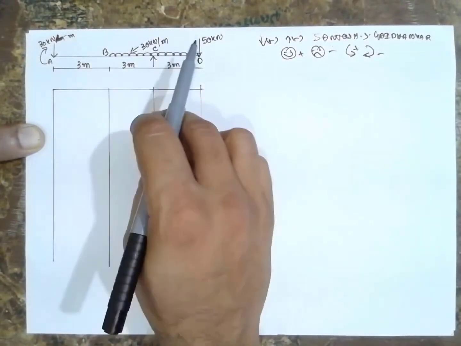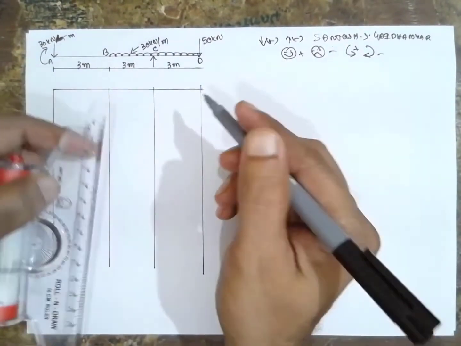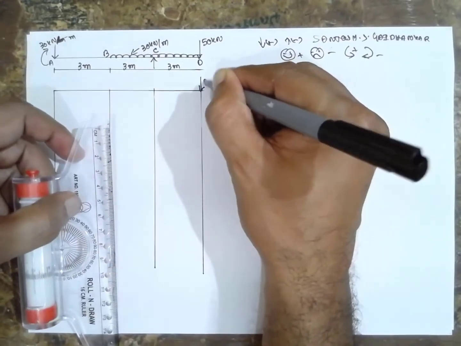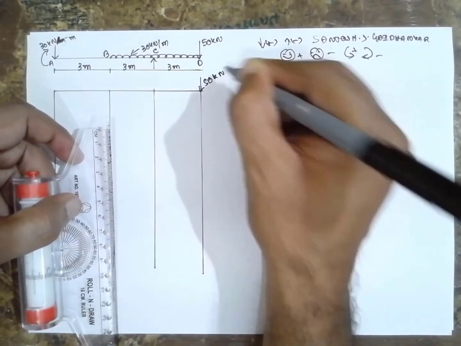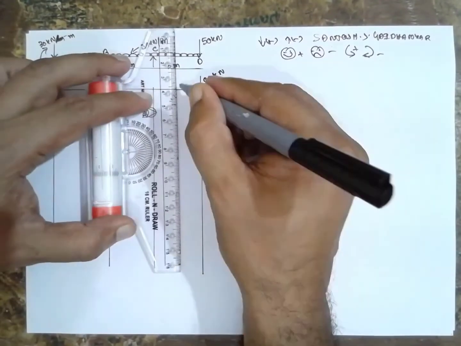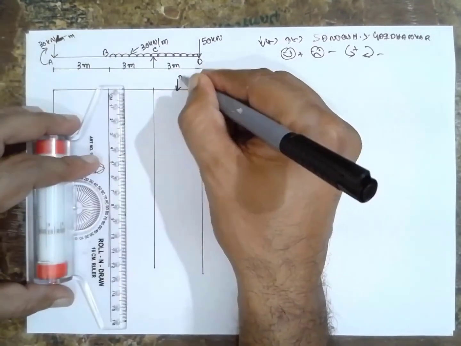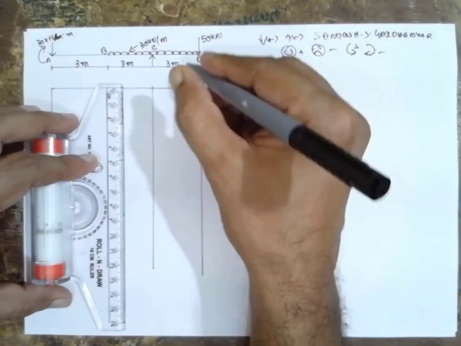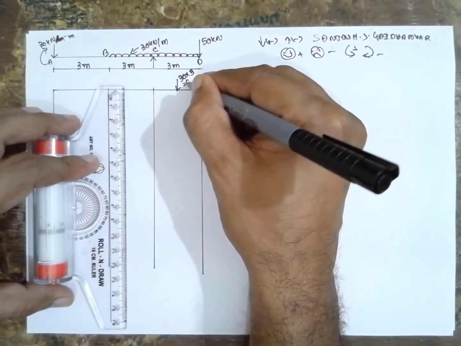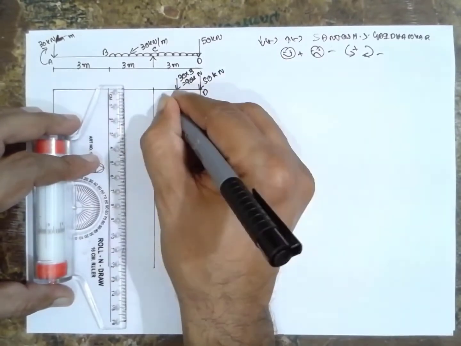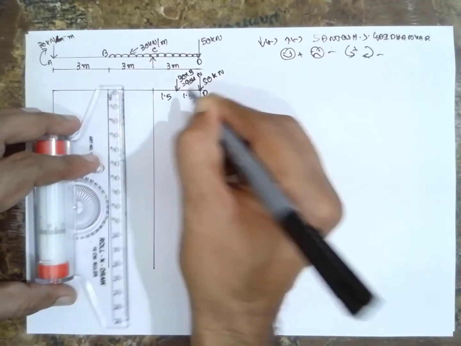Now first I will convert into a point load. This is 50 kilonewton at D, exactly at the center. 30 into 3, which is nothing but 90 kilonewton. 1.5 this side, 1.5 this side.